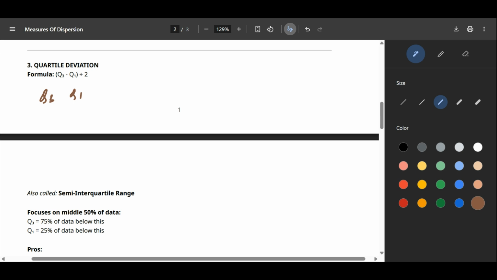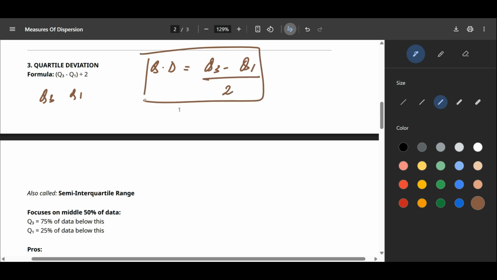What is the formula for it? Let me write it clearly again. Quartile deviation is equal to Q3 minus Q1 divided by 2. This is the formula.